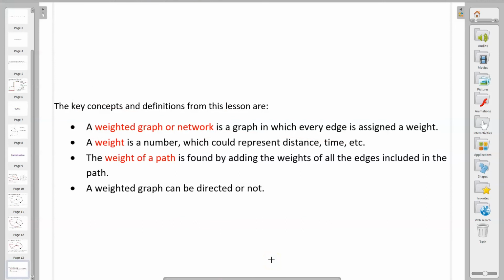The key concepts and definitions from this lesson are: a weighted graph, or a network, is a graph in which every edge is assigned a weight. A weight is a number which could represent distance or time or some other value that we're assigning to that edge. The weight of a path is found by adding the weights of all the edges that are included in that path. And a weighted graph can be directed or not.